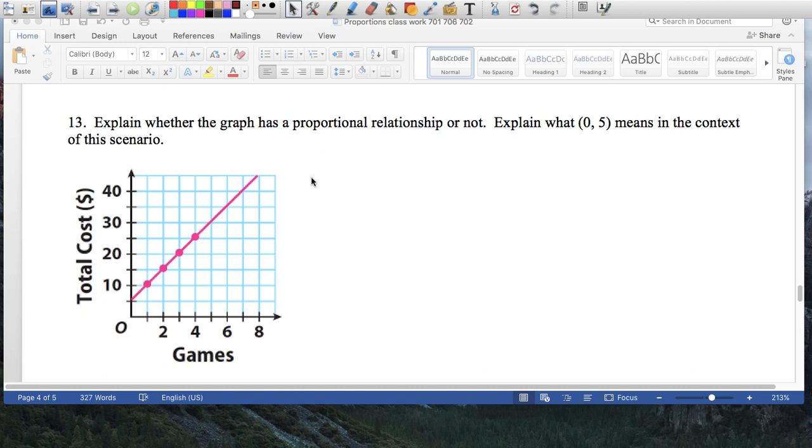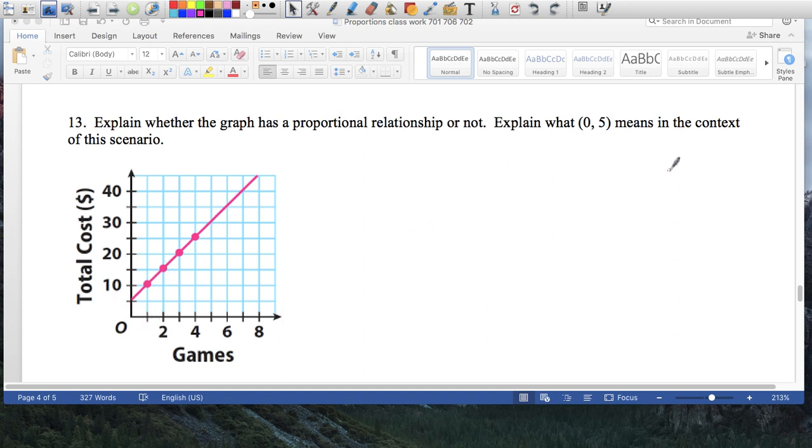13. Explain whether the graph has a proportional relationship or not. Explain what (0, 5) means in the context of this scenario. So it's definitely not proportional. Why? Because it doesn't start at (0, 0). So, 0 games, total cost.